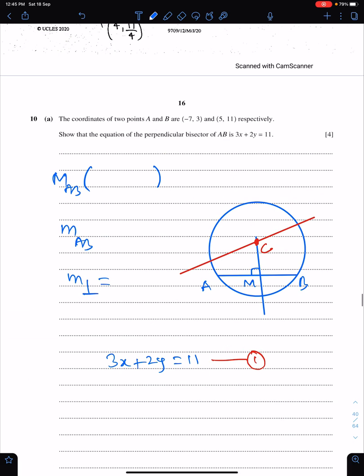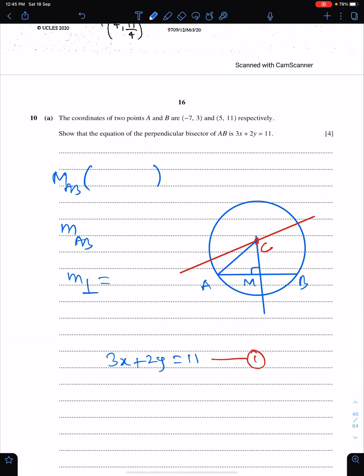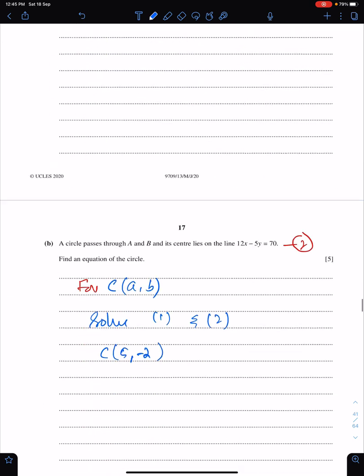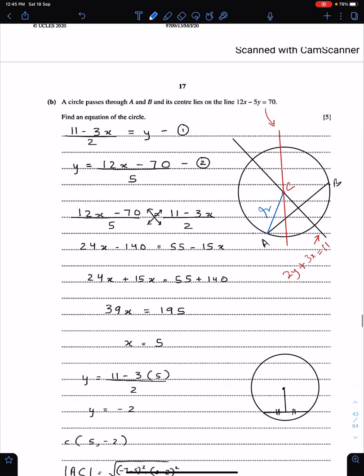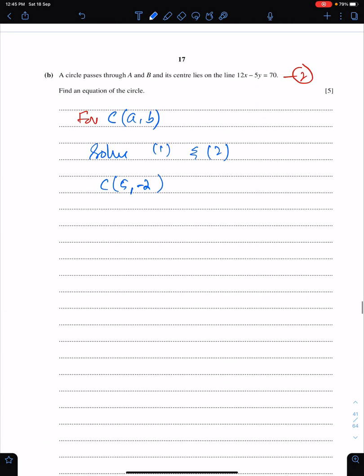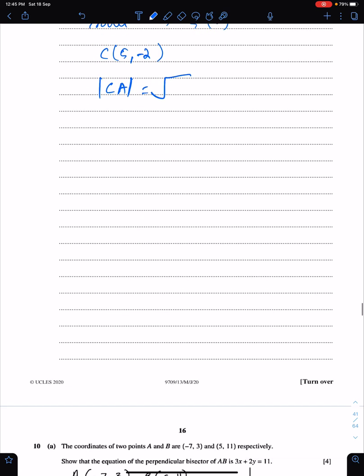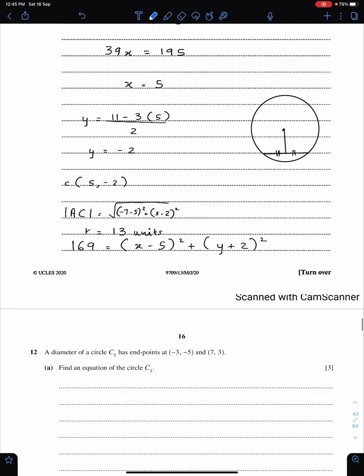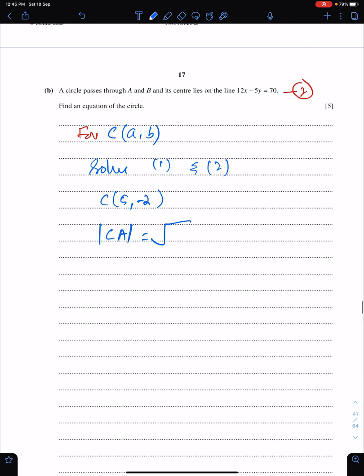For the radius, you just need to get either this distance or the CB distance. So we found AC, it's 13. CA or AC is under root, let me check it, under root 13 or just 13? 13. So the equation of the circle must be (x - 5)² + (y + 2)² = 13², which is 169.